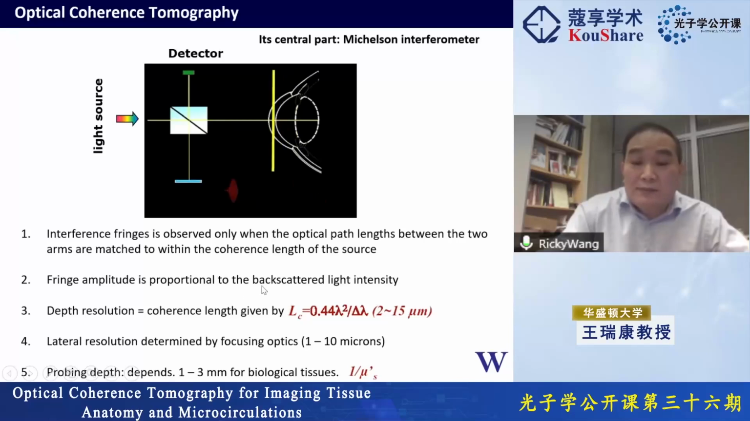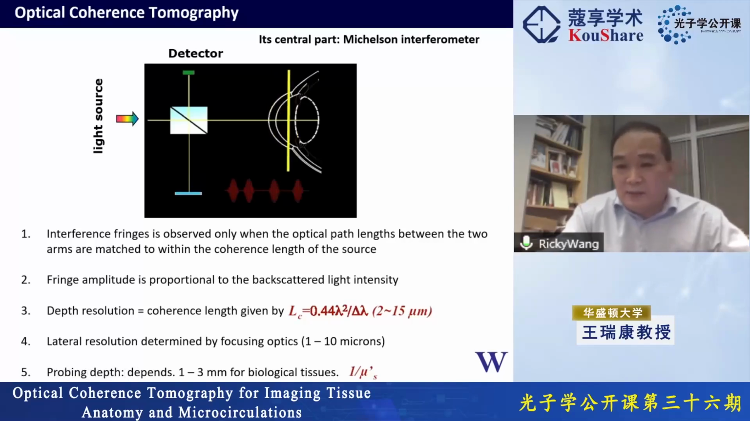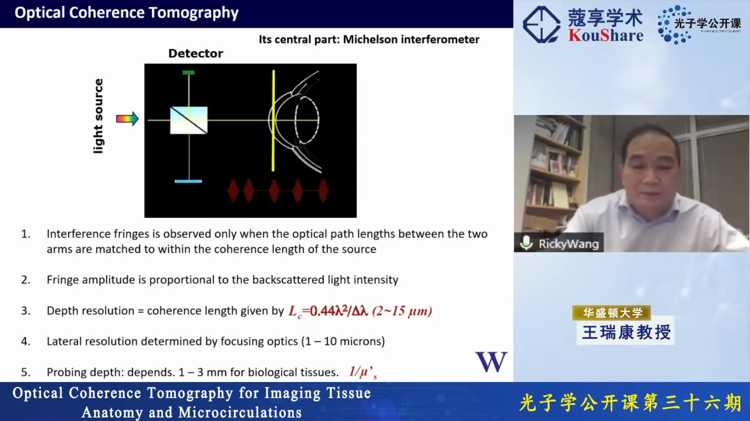The more light is bouncing back from the tissue, the clearer the image is. In this case, if you look at the microscopic interferometer, this is judged by the interference fringe amplitude. Yeah, so this is the second most important feature for the OCT system.